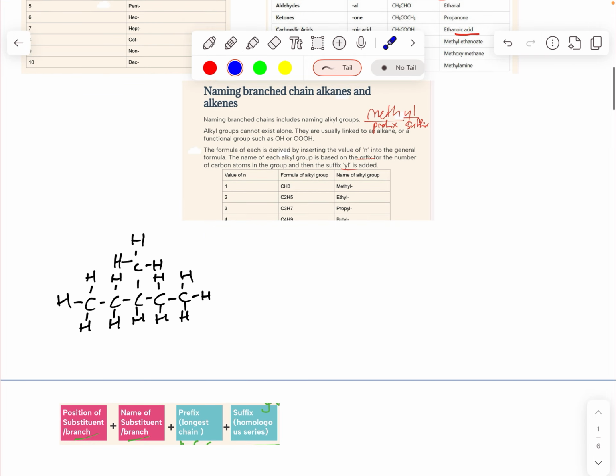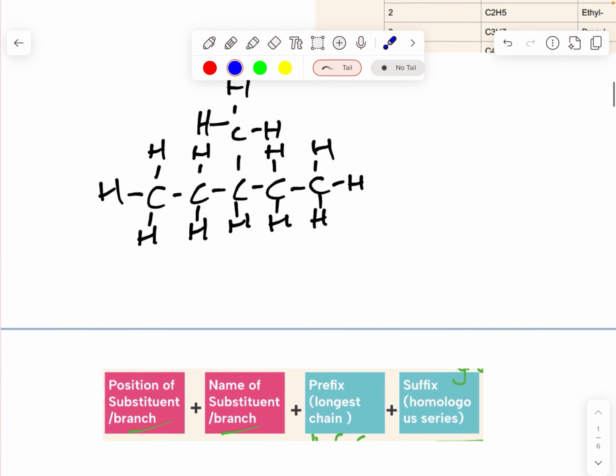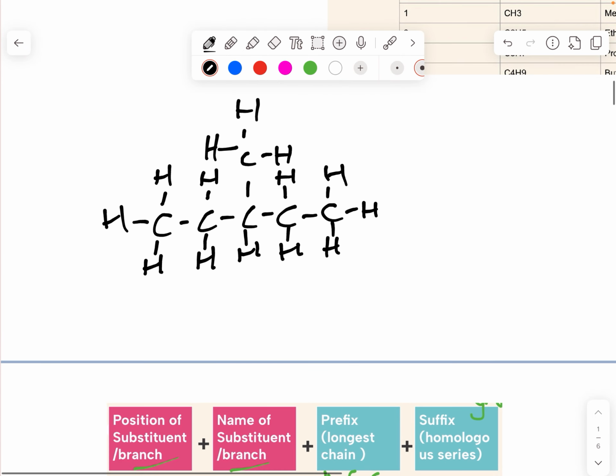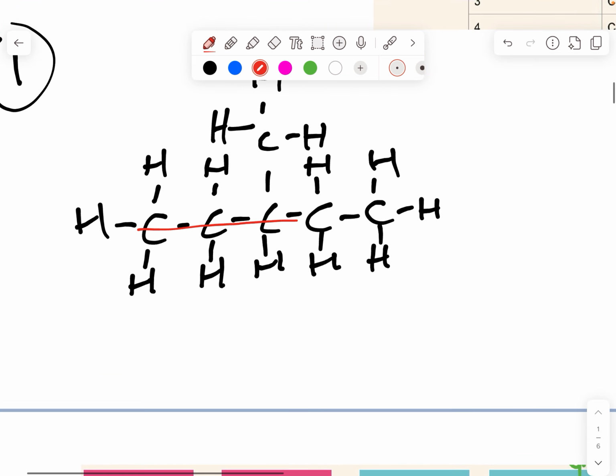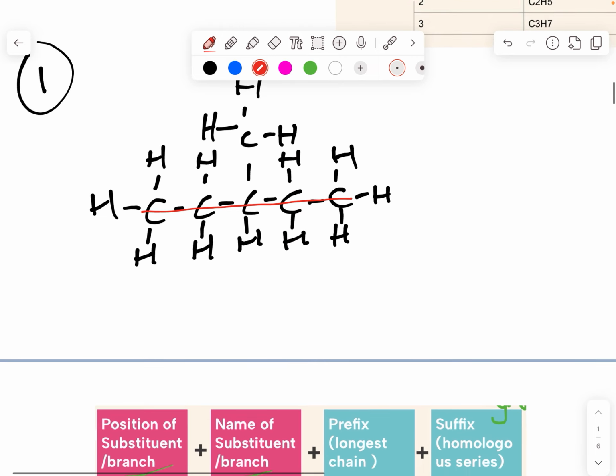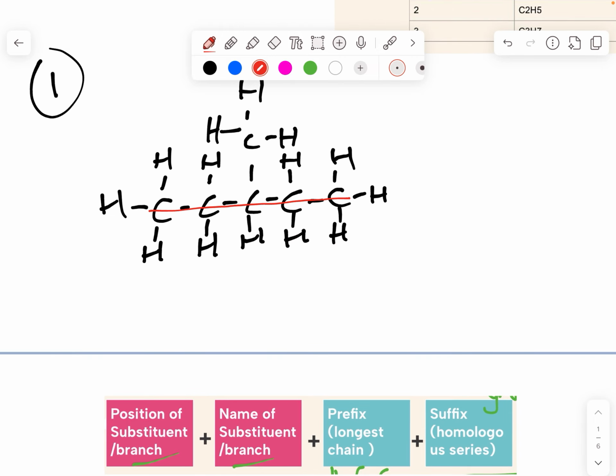Now let us name our first compound. We have this one right here. I'm going to call this number 1. For number 1, we have 5 carbons. So the first thing that we need to do is identify the longest continuous carbon chain, and this is it right here, right off the bat. Next we name the suffix. Looking at our longest continuous carbon chain, we have C single bond C only. So that's going to be -ane for the suffix.